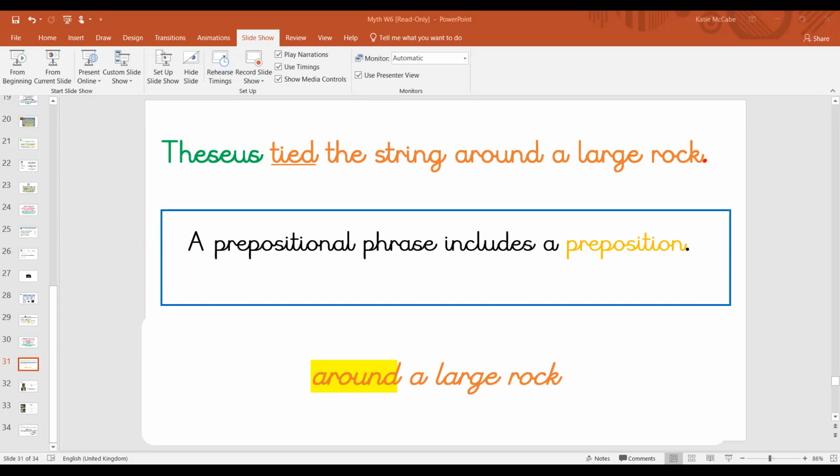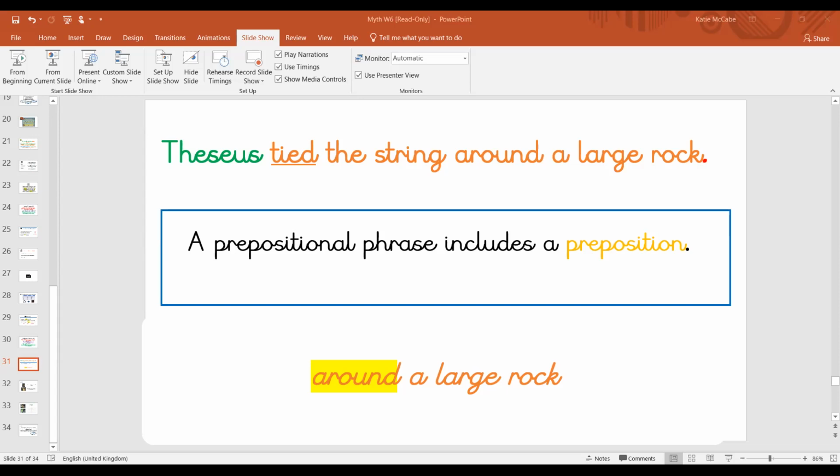Okay, let's write that key knowledge. A prepositional phrase always includes a preposition. The clue is in the name, prepositional phrase. We know a phrase is a group of words. A prepositional phrase is a group of words that includes a preposition. So here I'm going to write includes a preposition. And then I'm going to write an example here. The example from our sentence just then was around a large rock. I'm going to underline my preposition.